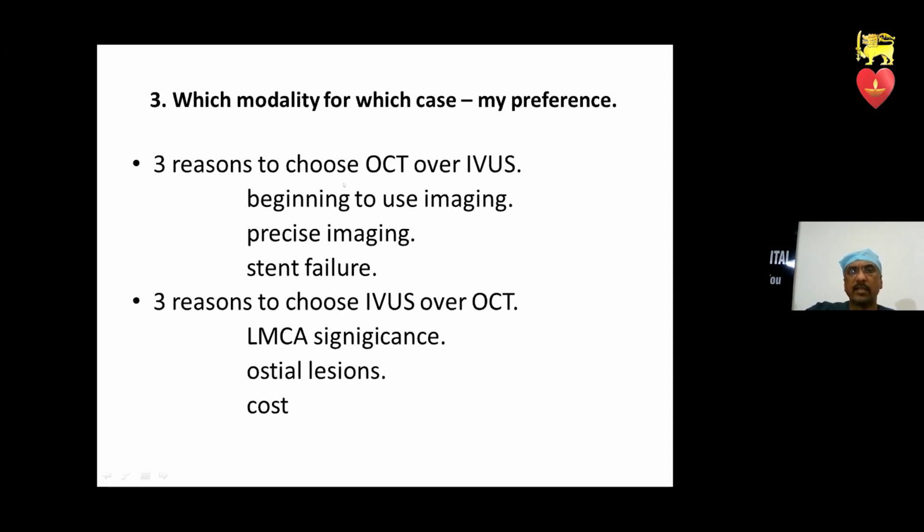So my three reasons to choose OCT over IVUS would be whenever a person is embarking on imaging, because the images are very clear and easy to interpret, when you need very precise imaging, and when there is stent failure.